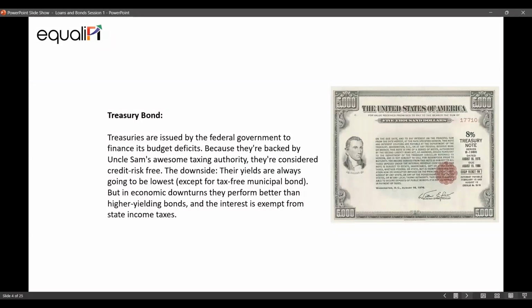Now, when we talk about treasury bonds, treasuries are issued by the federal government to finance its budget deficit. Now, why do I issue a bond? Why do I take a debt? Because I have some shortage of funds when I want to do certain activities and I need funds for that. Either I use my own money or I raise a debt from the market. Now, there are two ways to raise debt. One is I raise debt from financial institutions. The second is I raise debt from the public by issuing a certificate.